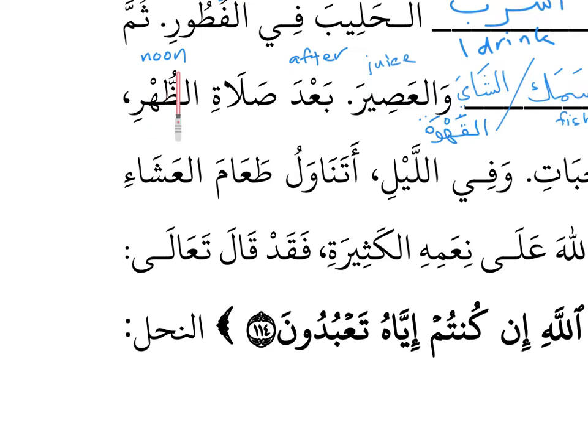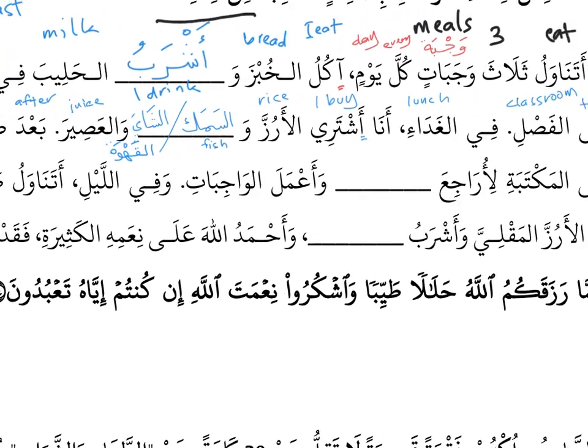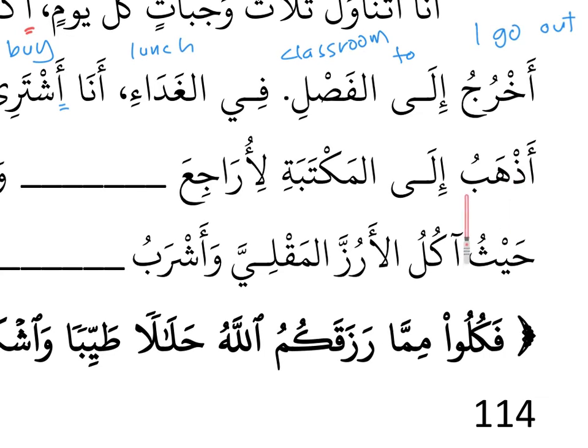Dhuhr. And do not read zahr. If you say zahr instead of dhuhr, za, that means something else. That is the back. Yeah, our back. Salati az-zuhur, not salati zuhur or salati az-zahr. Wa ba'da salati az-zuhur, and after zuhur prayer, what do we do? Or what do I do here? Adhabu ilal maktaba. I go to the maktaba, to the library.